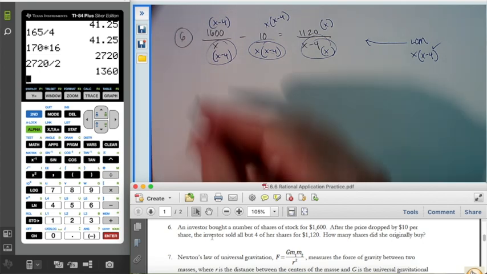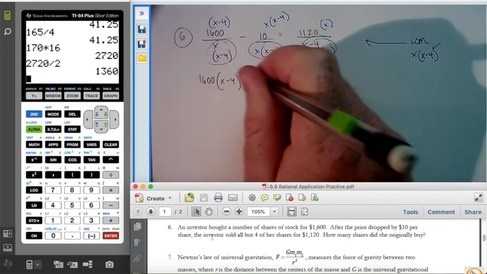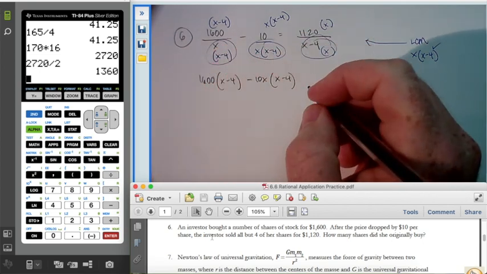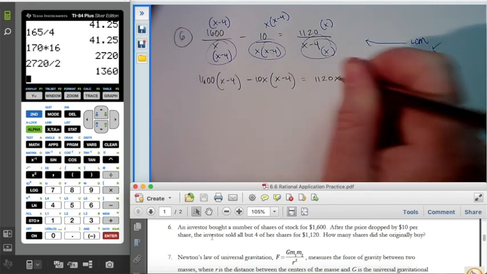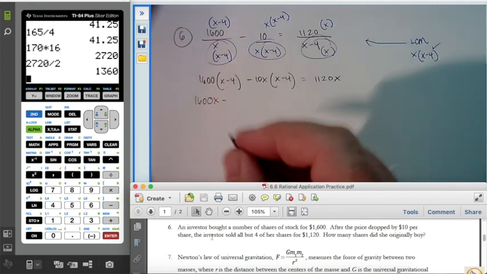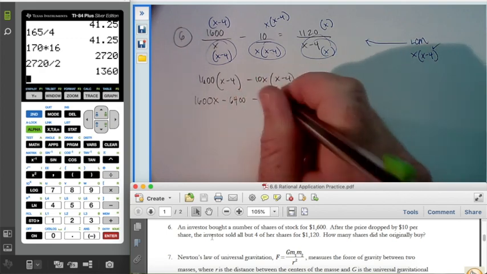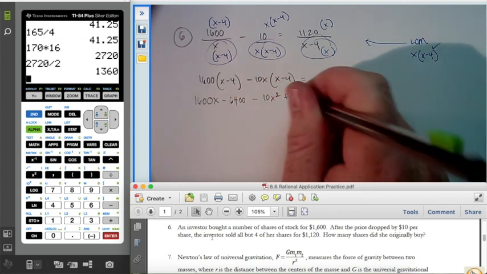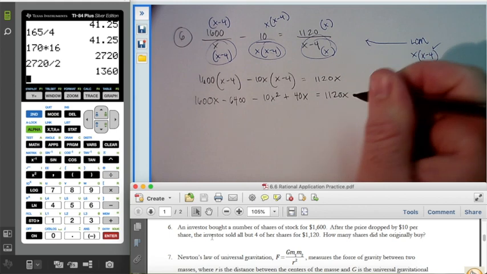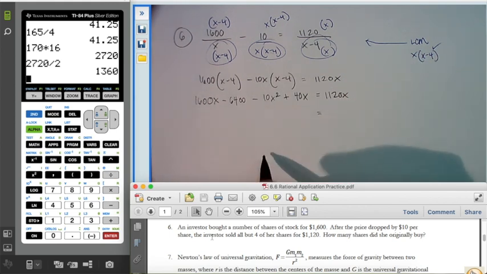Now they all match up. Perfect. So multiply through by the least common multiple. And we're left with, I distribute this 1600 into those parentheses. Okay, the numbers are getting big again. And we're left with a quadratic.